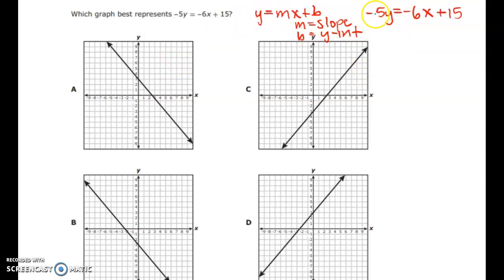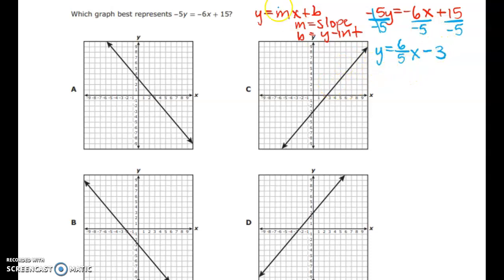Well, right now I have negative 5 times y. So in order to get y by itself, I need to divide everything by negative 5. So when I do this, my negative 5's cancel, and I'm left with y equals, two negatives make a positive, so 6 over 5x, and then positive 15 divided by negative 5 is negative 3.